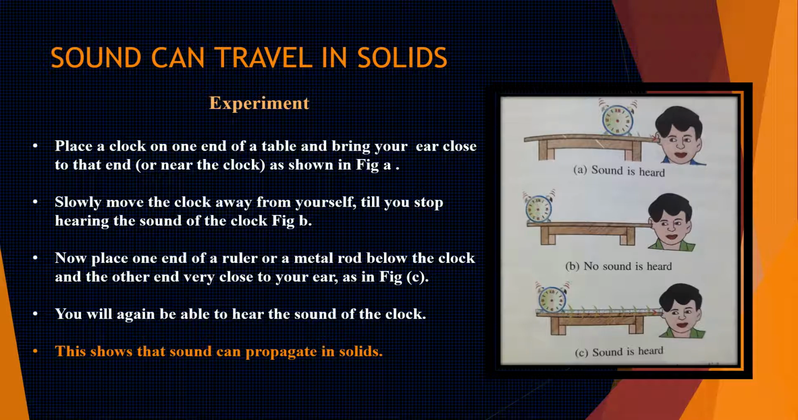Next you will place a ruler or a metal rod between the clock, which is at the other end of the table, and your ear, as shown in figure C. So now you will be again able to hear the sound of the clock. This shows that sound can propagate in solids. Earlier in diagram B, the sound was not audible since the clock was very far. But in C, you can hear the sound because of the presence of the metal rod or the ruler, which shows that sound propagates in solids.